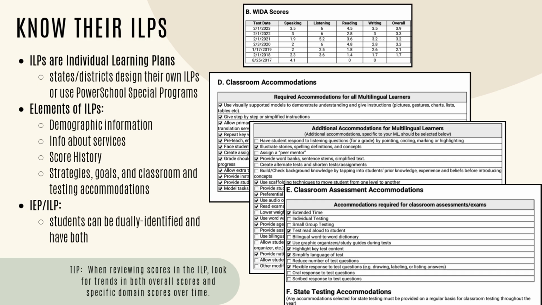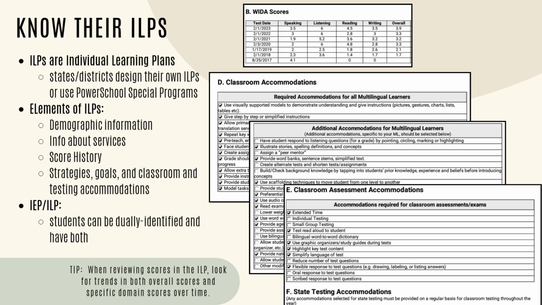When you look at scores in an ILP, we want to look for trends in both the overall scores over time, but also the specific domain scores over time. If you look at the topmost box on this screen, it's just a snapshot of someone's ILP, and it shows the dates of the tests and what score proficiency level they got for each of the four domains, and then their overall.